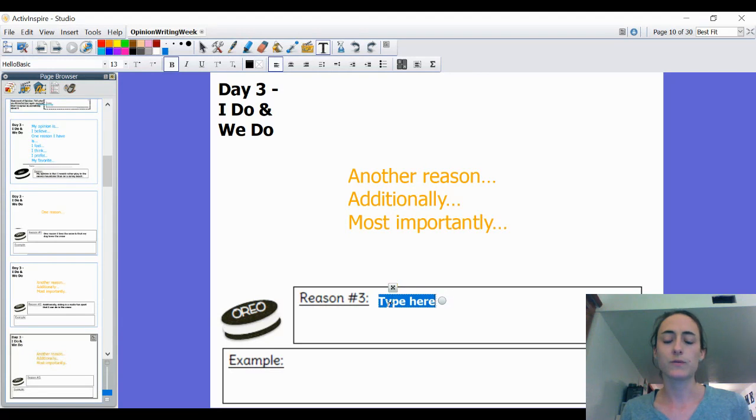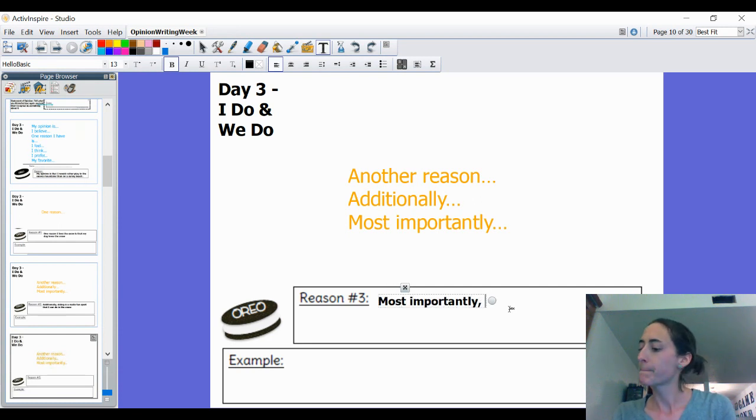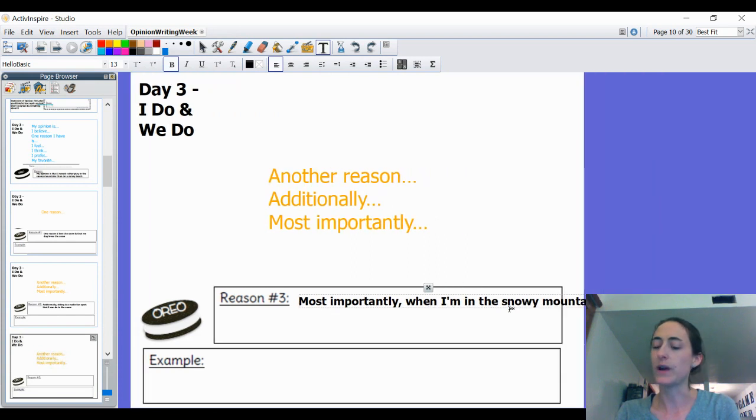Then we have reason number 3. Okay, so you could say another reason that you love the snow or the sunny beach. I am going to do something that's called a counter argument. Okay, so for those of you that were really good the last couple of weeks at coming up with a reason why you like something, then now you can come up with a reason that it's better than something else. So, for example, this could sound like, most importantly, when I'm in the snowy mountains, I don't have to deal with sand.